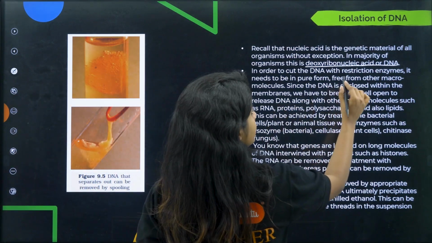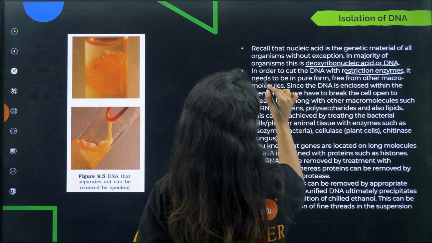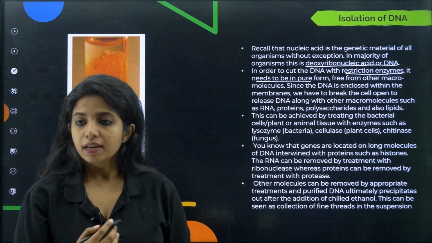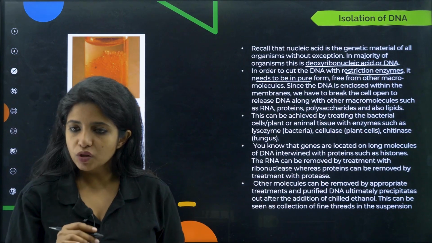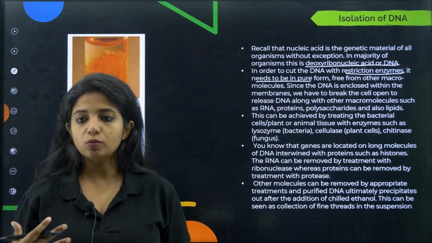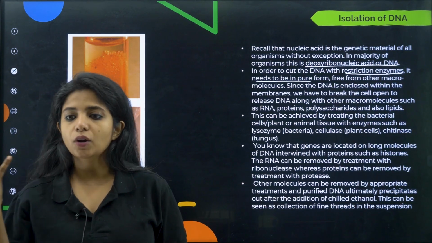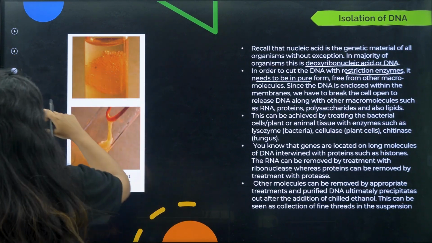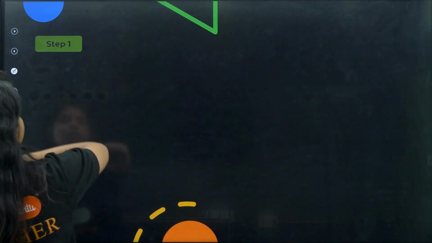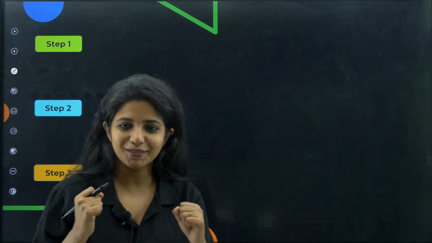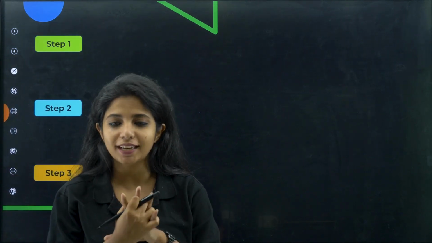In order to cut the DNA with restriction enzymes, it needs to be in pure form, free from other macromolecules. Since the DNA is enclosed within membranes, we have to break the cell open to release the DNA, along with macromolecules such as RNA, proteins, polysaccharides, and also lipids. So step 1 is breaking the cell, because we want the DNA.